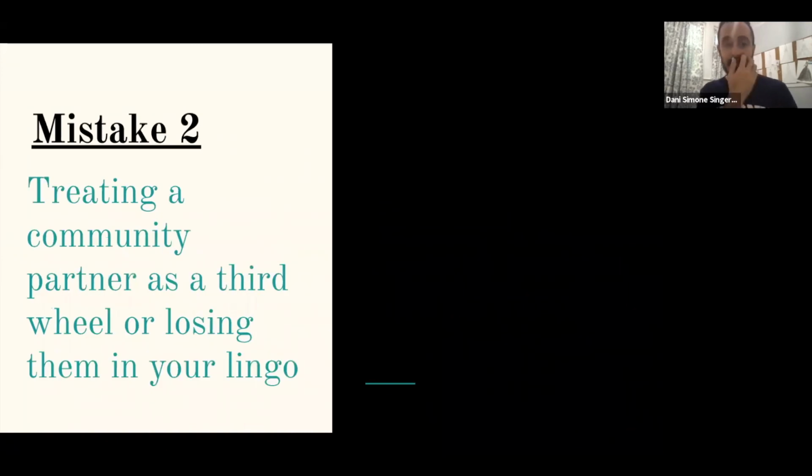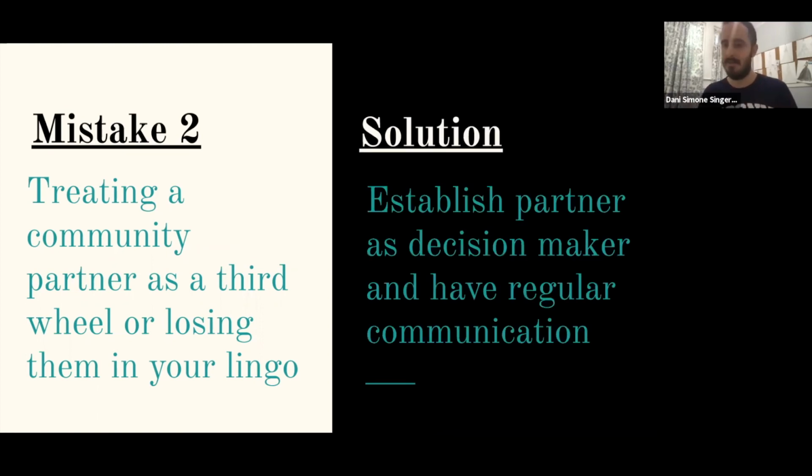Two, treat a community partner as a third wheel or losing them in your lingo. In the project I was involved with, I think Trinity actually did an incredible job of making sure that I was a decision maker and we had regular communication. I'll give you an example. We were using Qualtrics. I'd never used it before. I was having issues logging in. It was some tech issue. They checked in. I said what was going on. They connected me with IT. They fixed it, and we moved on.